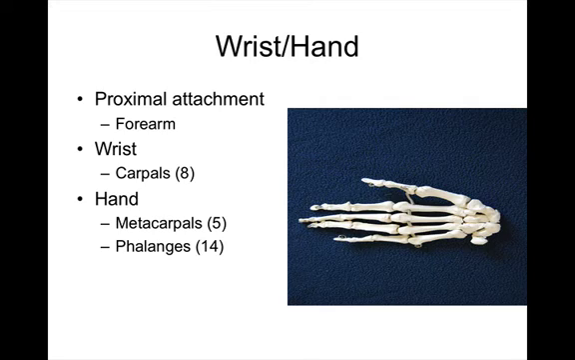So let me just backtrack here for a second. So we go forearm, and then we have the wrist, carpals, 8 of those. Again, that's the far right of the image to the right there. And then distal to the carpals, we have metacarpals, and then most distal is phalanges. The phalanges are the bones of the digits or the fingers, far left in the image that you see there.